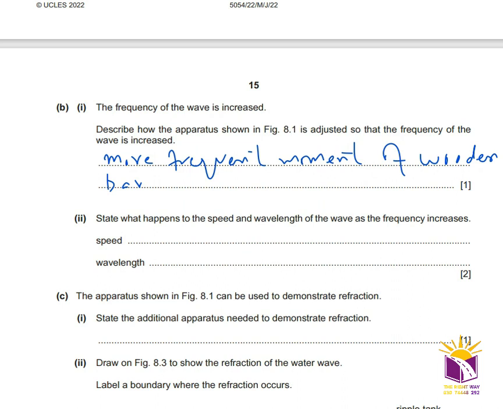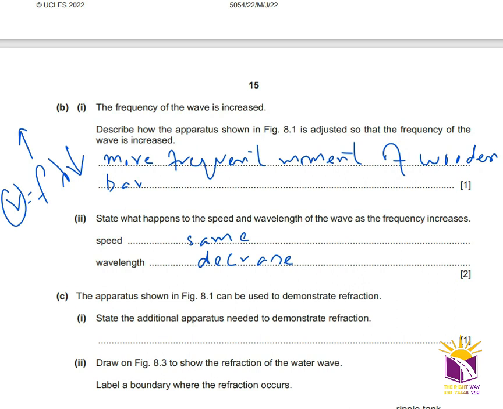State what happened to the speed and the wavelength of the wave as the frequency increases. As the frequency increases, the speed remains the same. We know the formula v equals f lambda. If v is the same, the speed is the same, and the frequency is increased, it means that the wavelength is going to decrease. So the wavelength decreases, the speed remains the same and the frequency increases.